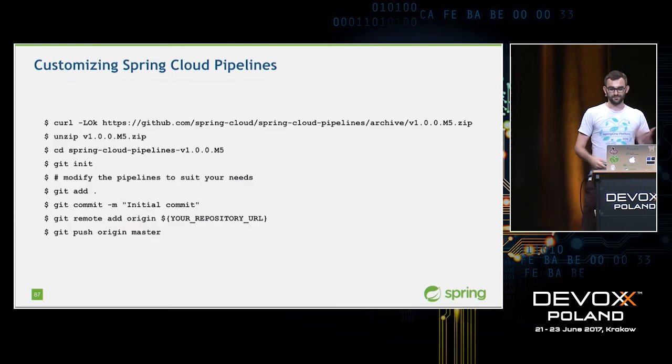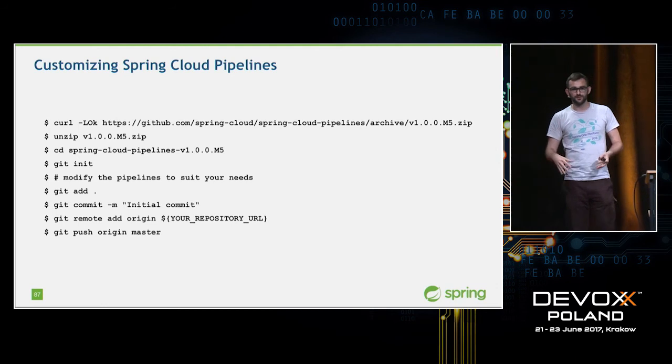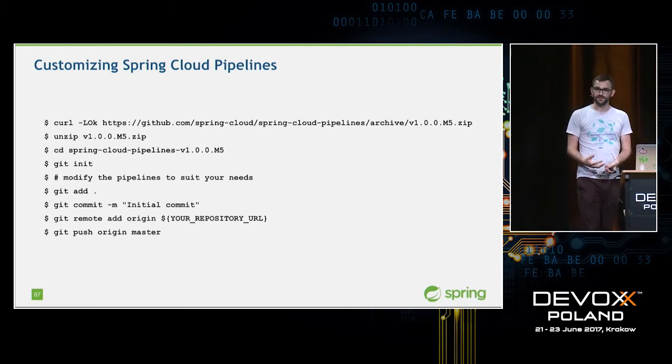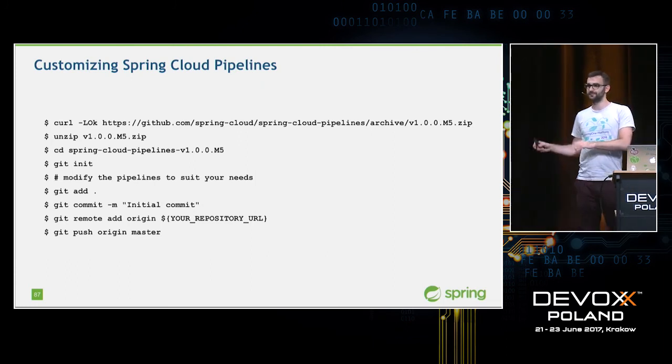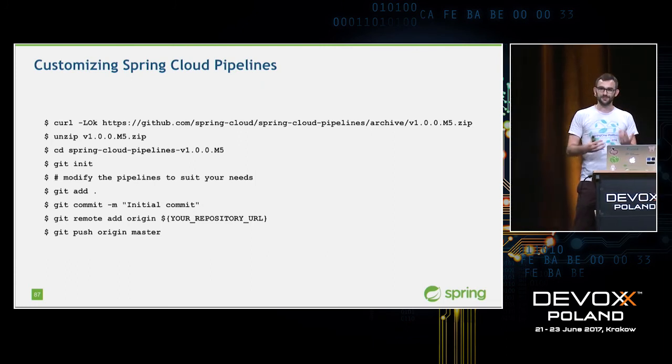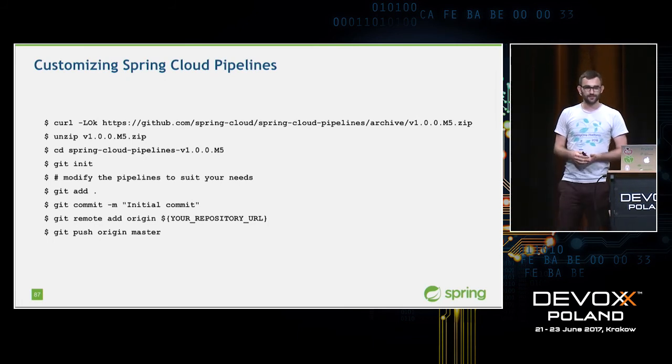So or just curl it. So you use curl, you unzip it, you create a new project, and you have to modify the pipeline to suit your needs. I mean, companies differ between each other so much that it's difficult to provide some sort of customization out of the box.